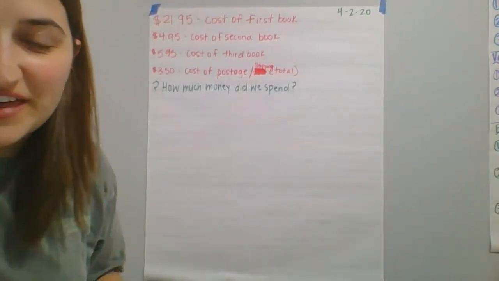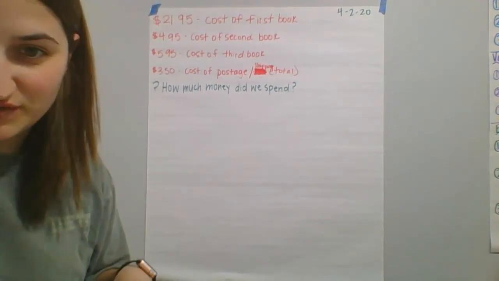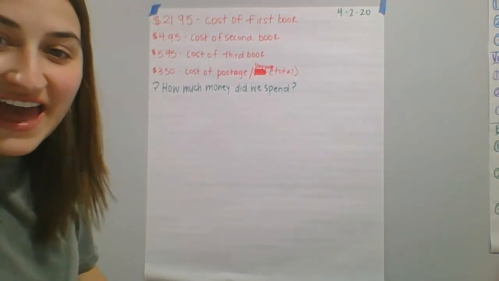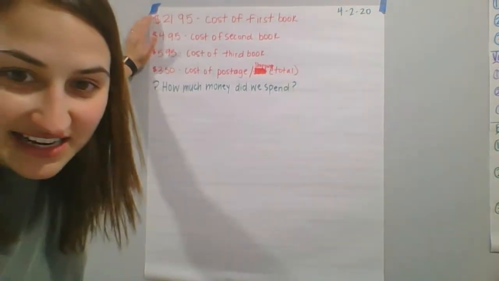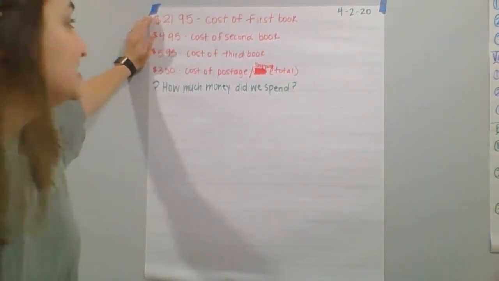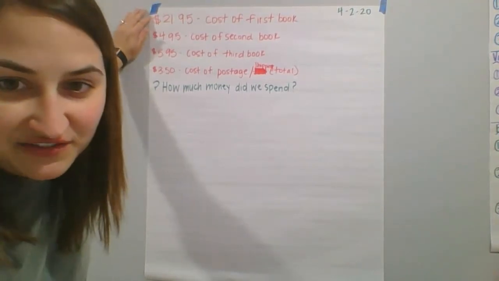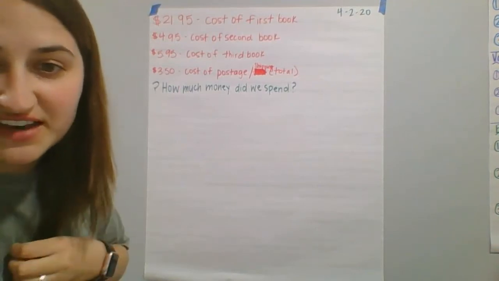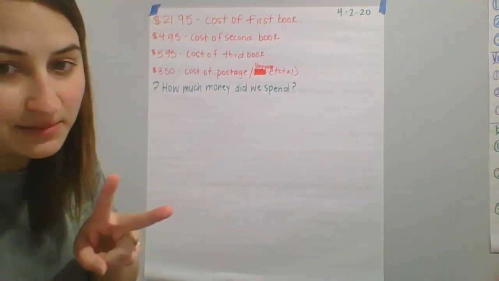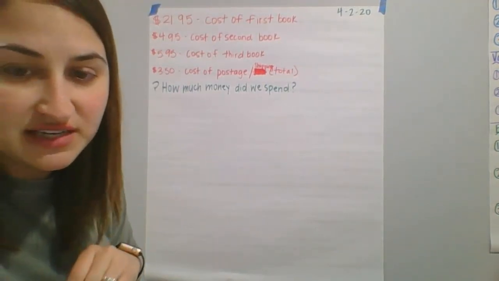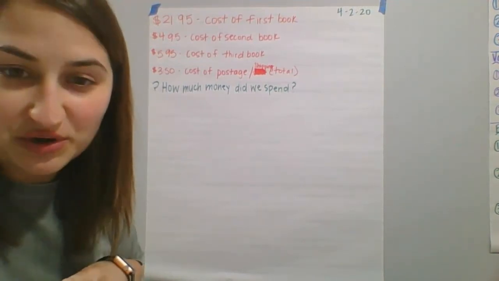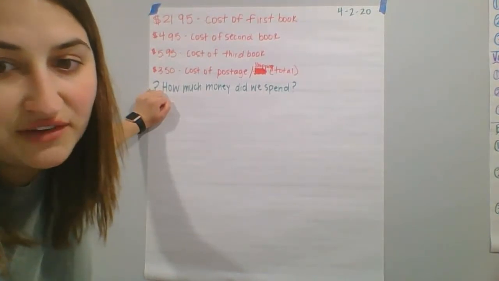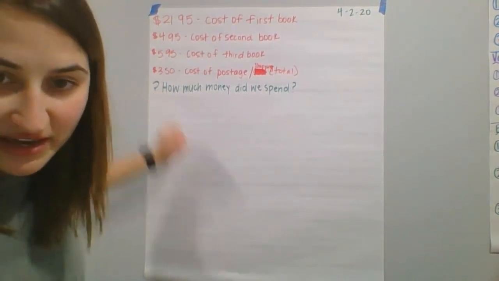All right, so at this point, you should have already solved this problem. Up on the chart paper, I have our quantities listed out and what they represent. So we have our $21.95, which is the cost of the first book. We have our $4.95, which is the cost of our second book. And then $5.95, which is the cost of the third book. And then we also have that $3.50, which is the cost of our postage and shipping.